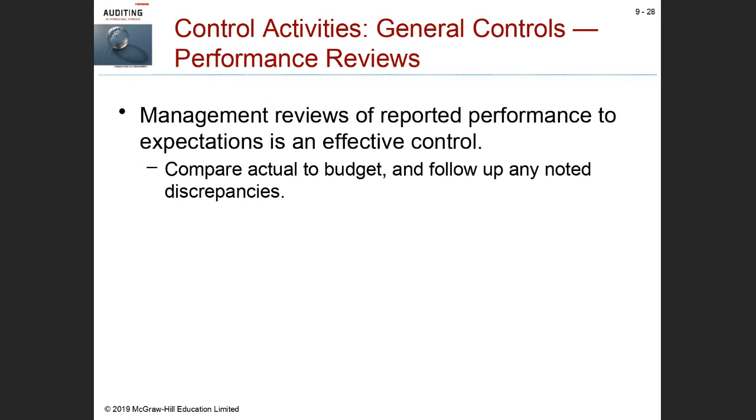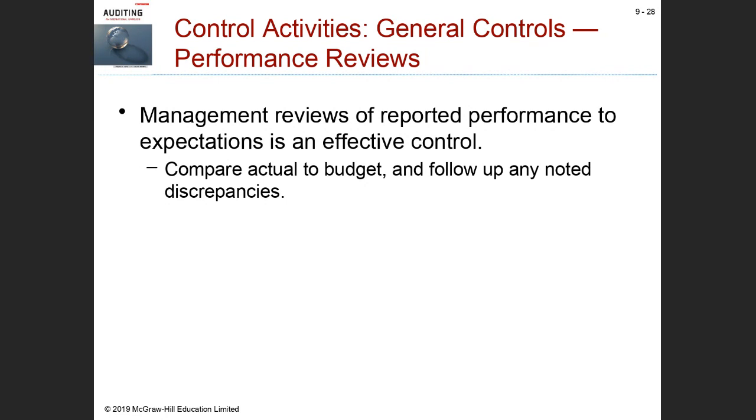The second general control is performance reviews. Management's reviews of reported performance compared to expectations is an effective control. So how do we do performance reviews? Well, comparison to budget, right? So by having a system where we check, right, by comparison of actual results to budget, that's a way we can control what's going on in the business.